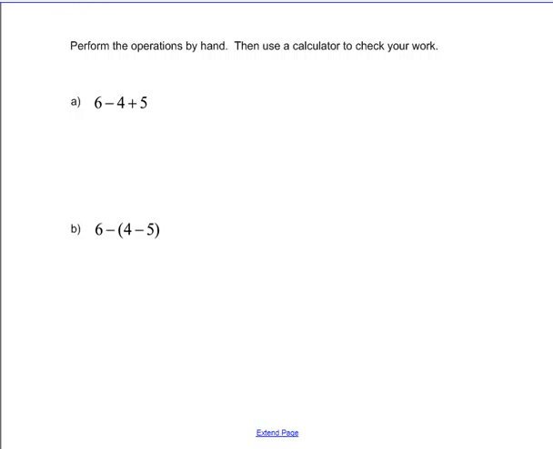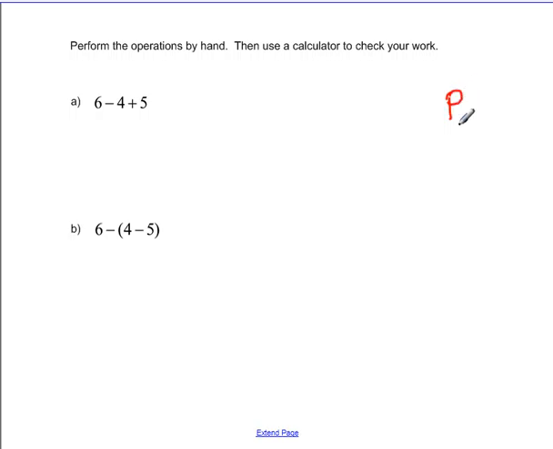Perform the operations by hand, then use a calculator to check your work. So when we're working with problems that have more than one operation going on, we want to be sure that we're following the order of operations. On all the order of operations problems that I'm going to be working in these videos, over on the side I'm going to put a little diagram to help me remember the order of operations.